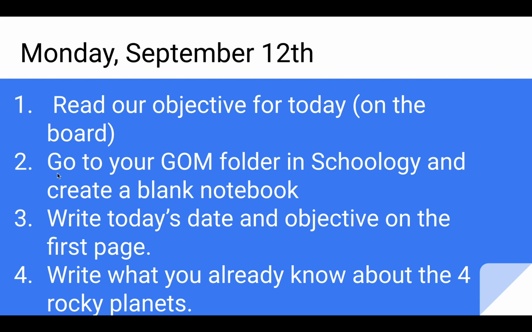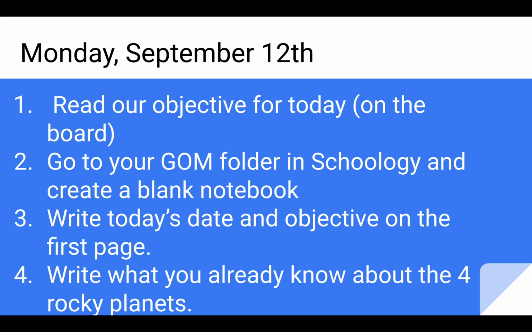I want you to go to your Geology on Mars folder in Schoology. If you don't have one yet, make one. So go into Schoology and create a folder, title it GOM, which stands for Geology on Mars. Once you are in that folder, create a blank notebook. This is where you're going to be writing your responses to some of our warm-up activities.